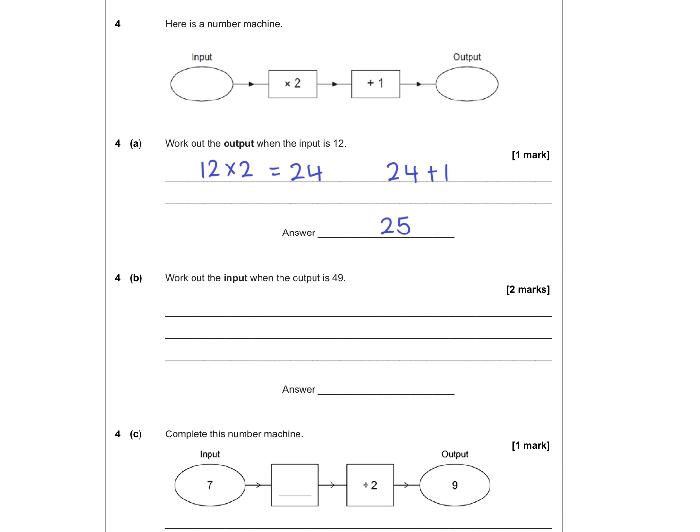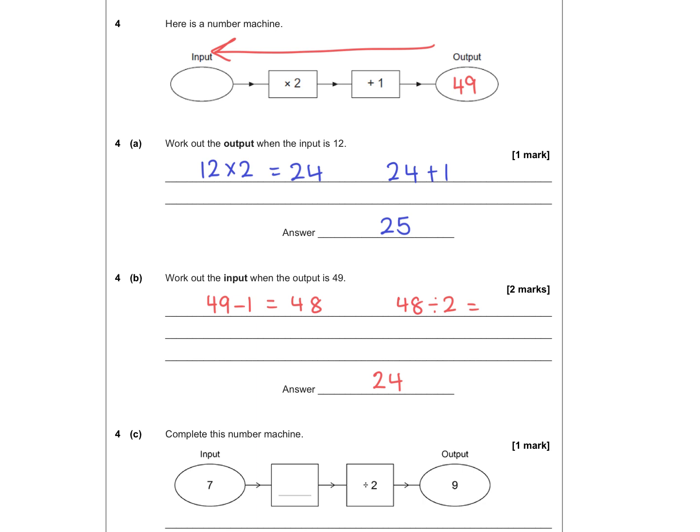Work out the input when the output is 49. Okay, so they're saying if we put in 49 here, what comes back at the beginning? Well, this time we have to go backwards, so we have to do the opposite of everything. So 49 minus 1 is 48, and the reason I minus 1 is because I had to do the opposite of plus 1, and then 48 divided by 2, because the opposite of times 2 is divide, is going to give me 24. Okay, there we go.